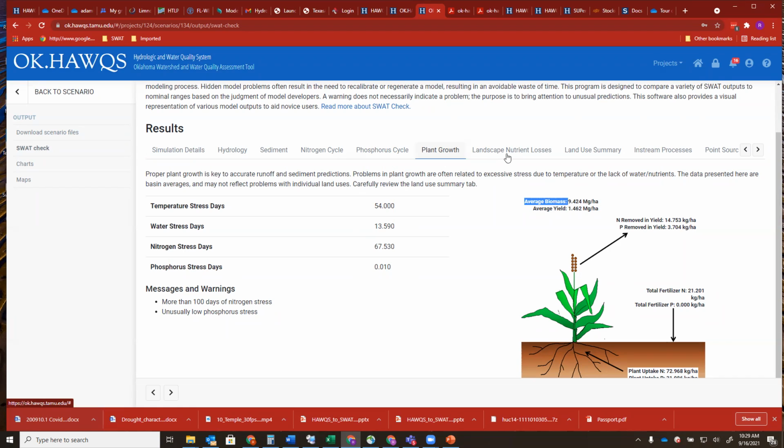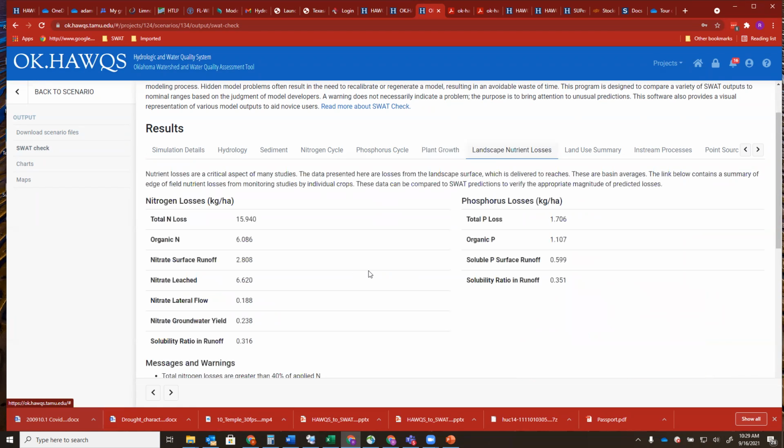And the next is losses. How much nitrogen is lost? How much phosphorus is lost? The total nitrogen loss is about 15.9 kilograms per hectare. Of that, 6 kilograms is organic nitrogen. Nitrogen in runoff is about 2.8 kilograms. Nitrogen leached to groundwater is 6.6. And the lateral flow nitrogen, nitrogen coming from the groundwater, all those different forms of nitrogen are shown here.